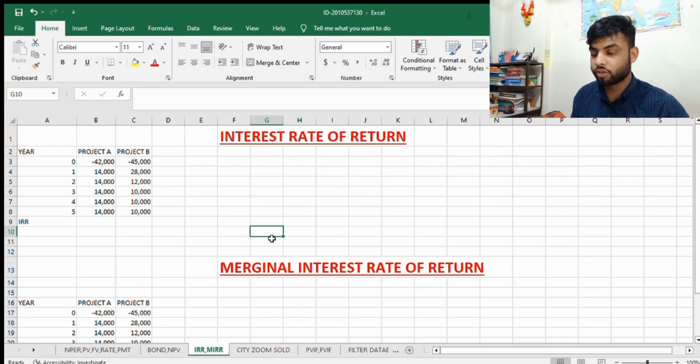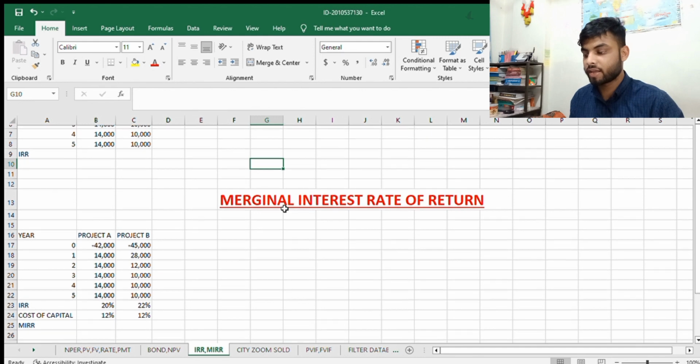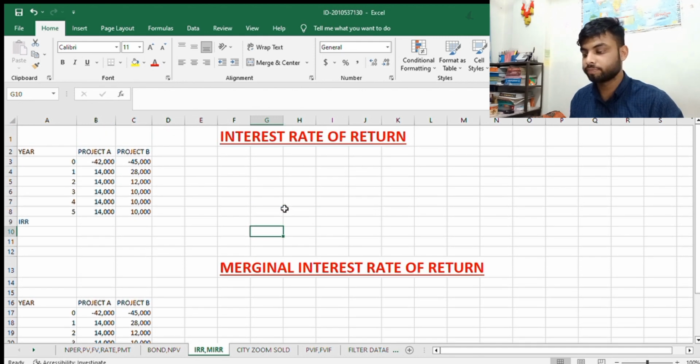Today I will show you how to calculate IRR and MIRR in Microsoft Excel. IRR means internal rate of return. So at first, here are the given 5 years project A values and project B values. Then we can calculate IRR.